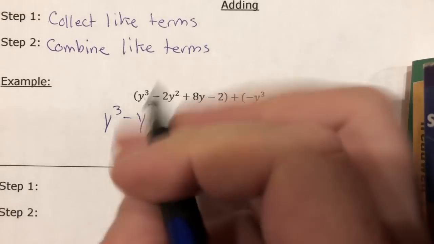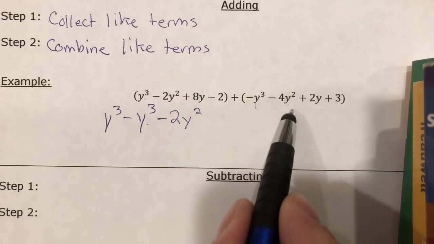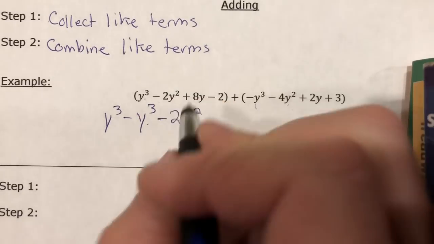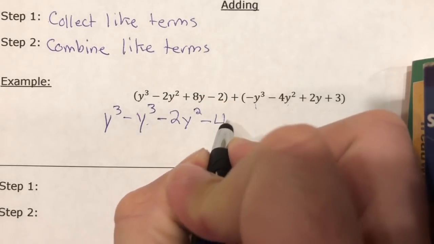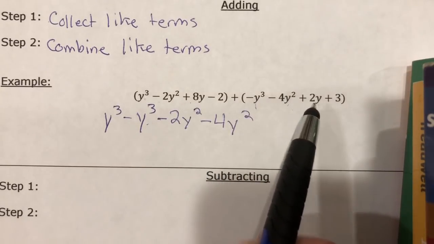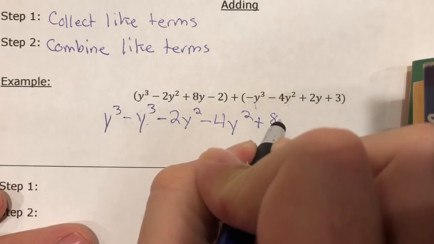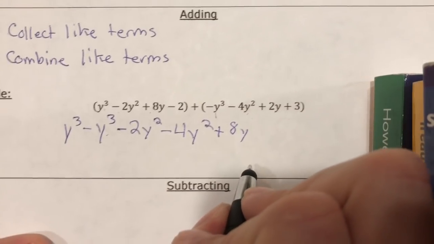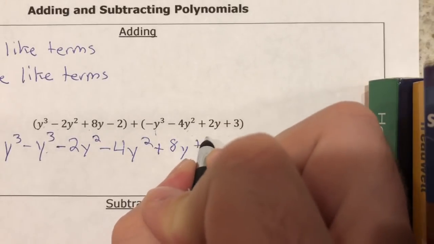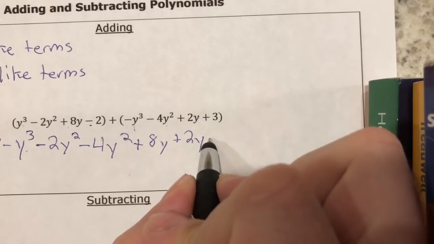So next we have minus 2y squared, and then plus negative 4y squared. So that's minus 4y squared. Then we have 8y plus 2y. And then negative 2 plus 3.